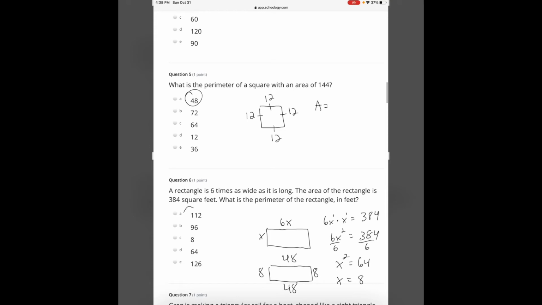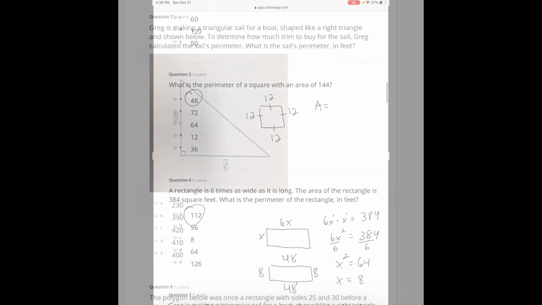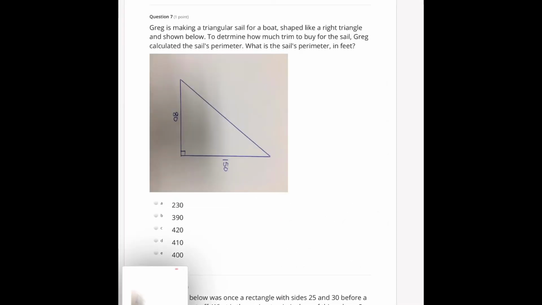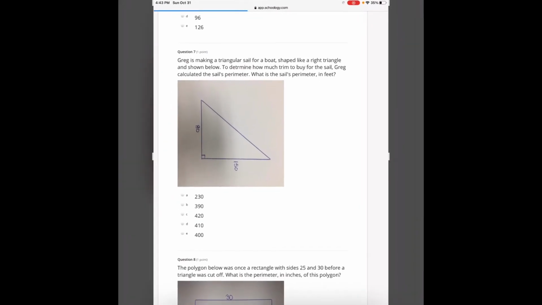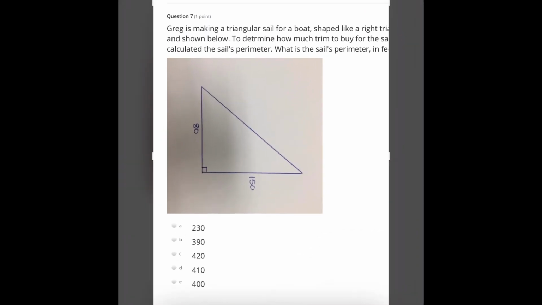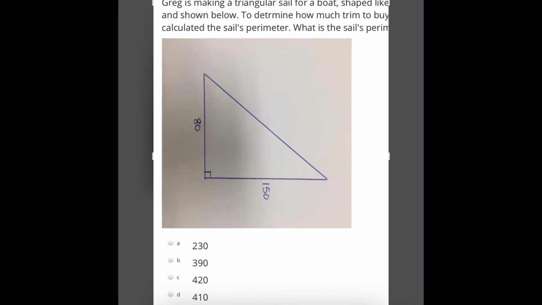That gives me 112. Okay, let's look at number 7. What is the perimeter of the cell here in the diagram?